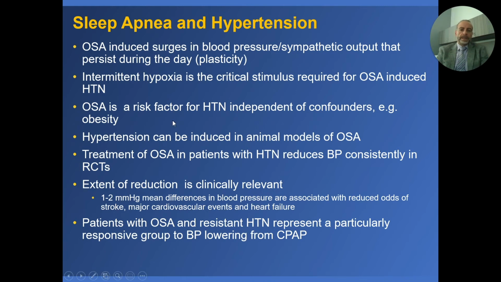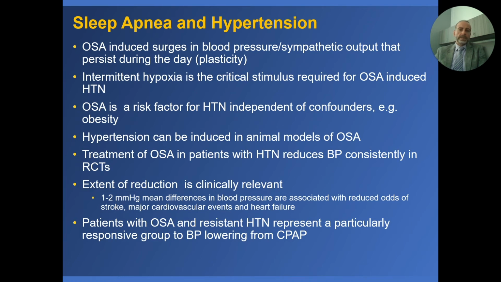Obstructive sleep apnea is a risk factor for hypertension in large population-based studies, independent of all confounders. And hypertension can be produced in animal models of obstructive sleep apnea. Treating sleep apnea results in decreased blood pressure, and the extent of reduction, even though it is modest in terms of absolute numbers, is clinically relevant.